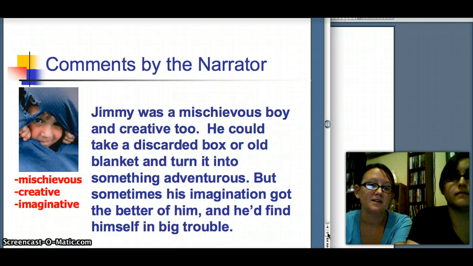Now we have comments by the narrator. "Jimmy was a mischievous boy and creative too. He could take a discarded box or old blanket and turn it into something adventurous. But sometimes his imagination got the better of him and he'd find himself in big trouble." Again, it's pretty obvious. The author tells you directly what they want you to know. Mischievous, creative, imaginative.